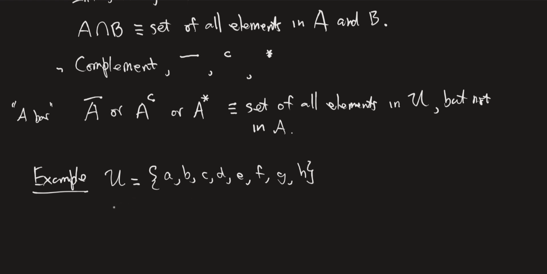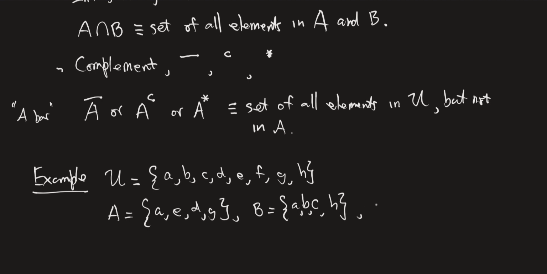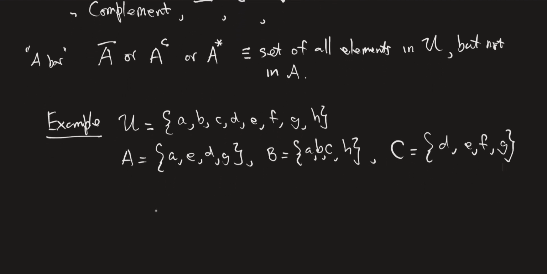And then I'm going to define 3 other subsets of this universal set. I'm going to say set A consists of A, E, D, and G. Let's say set B contains the elements A, B, C, and H. And then let's say set C is D, E, F, and G. All right, and let's just walk through a few examples where we use these operations.